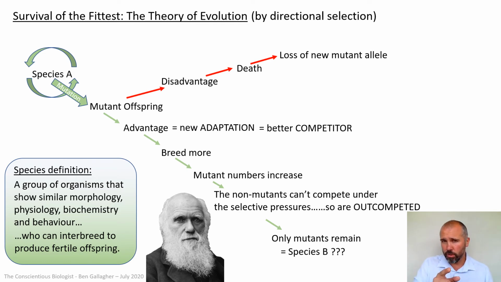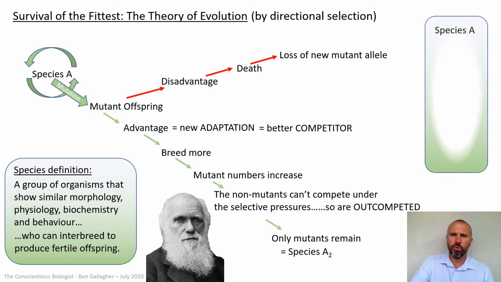Now, we know that our mutant version from this diagram can breed with species A and have fertile offspring, because that's how the mutant numbers increased. So species B isn't true to say of this. It's not species B, it's species A, but Mark II. It's a very slightly improved, slightly upgraded version. So at what point can you call it a different species?